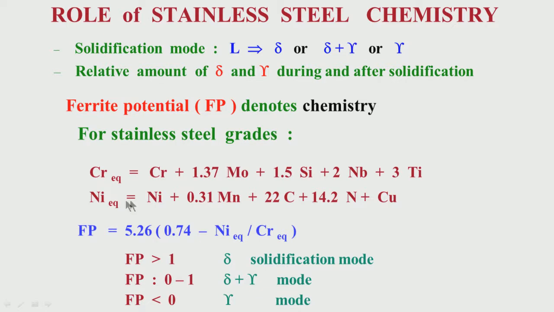Here the chemistry has to be explained through a ratio of nickel equivalent by chromium equivalent. Nickel equivalent is basically all elements clubbed together along with nickel, which is an austenite stabilizer, and all elements which are ferrite stabilizers have been clubbed together with chromium, which is again a ferrite stabilizer. So, chromium equivalent and nickel equivalent we find out from the base chemistry. Then the ratio of this will determine how the solidification is taking place.